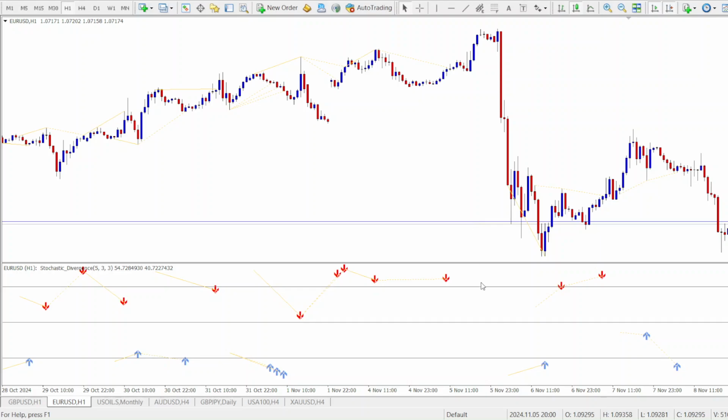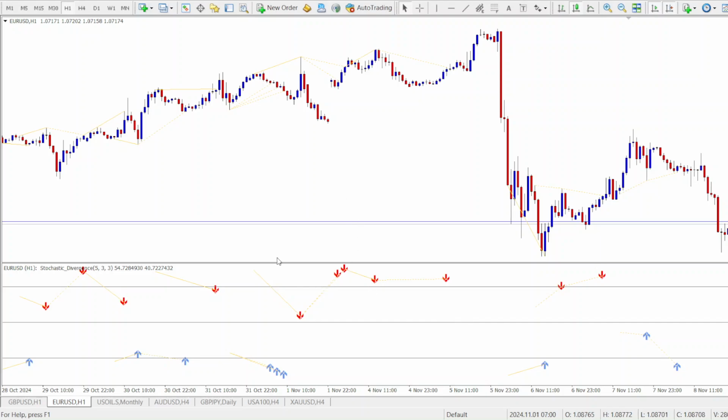So in simple terms, stochastic divergence helps show us when the momentum of price, as indicated by the oscillator, diverges from the actual price movement on your chart. In other words, if price is moving in one direction but momentum is moving in another, that's your first sign that a reversal could be on the horizon.